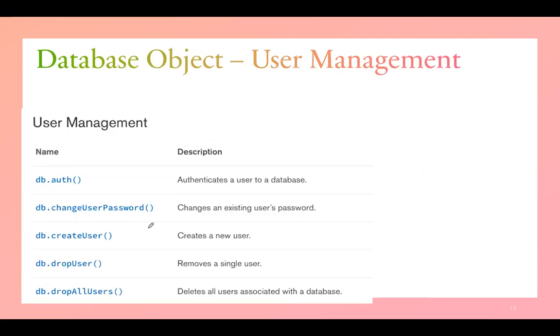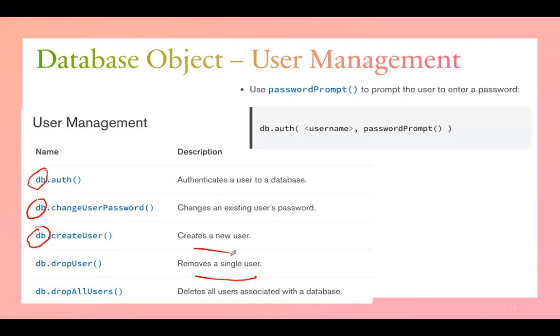And then for user management, for example, you can create a user, you can drop a user. Once you have this db object, and this db object is basically pointing to the database in use, then you can use this additional method to change the user credentials. Drop all users, drop user if you want to remove a single user. These are all from the documentation. It creates a new user and so on and so forth.